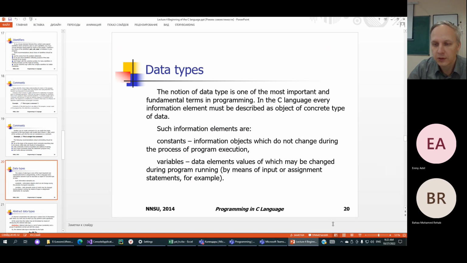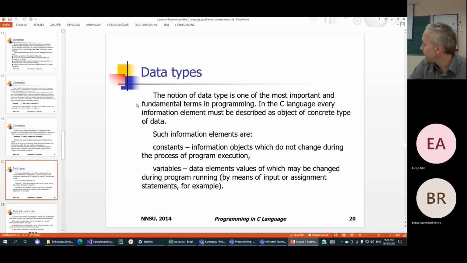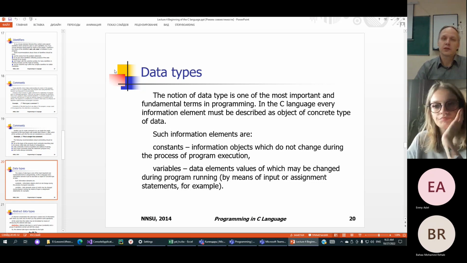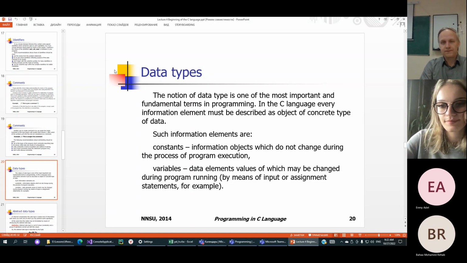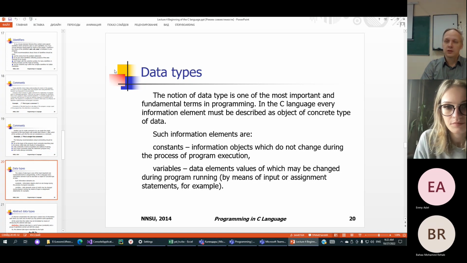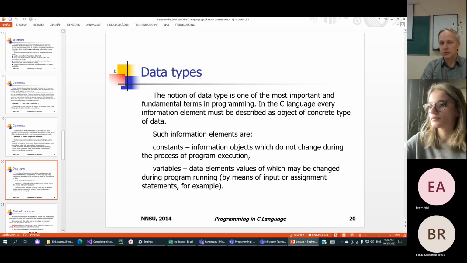I open the presentation, the slides. Data types in C++. The notion of data type is one of the most important notions in programming.